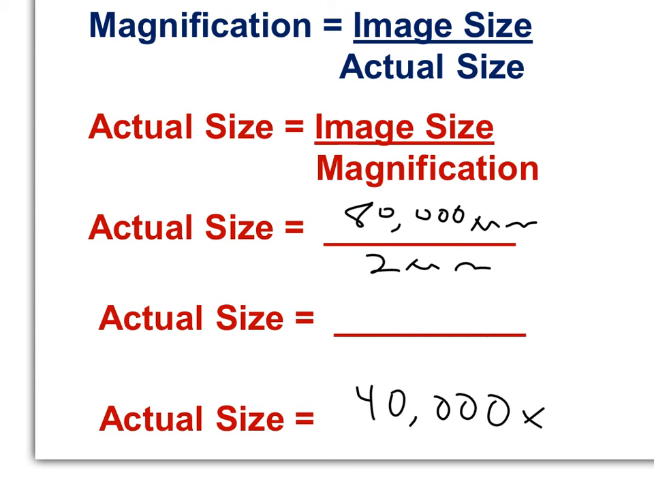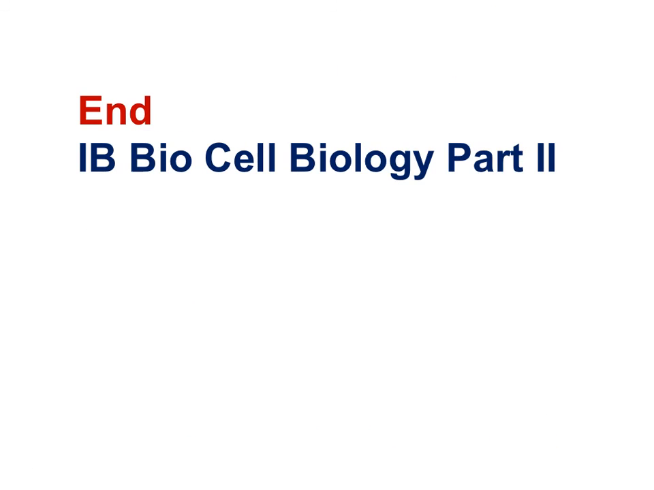Notice that because the units here are the same, they cancel. You're left with a unitless value for magnification of 40,000 times magnified. And that brings us to the end of Cell Biology Part 2.